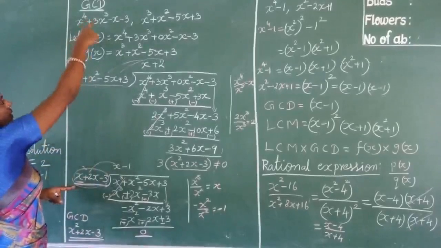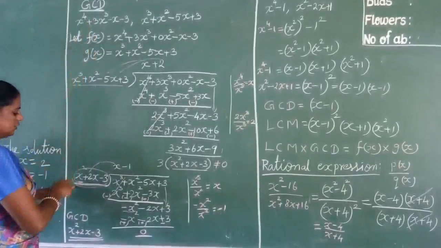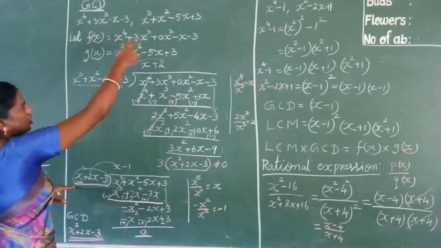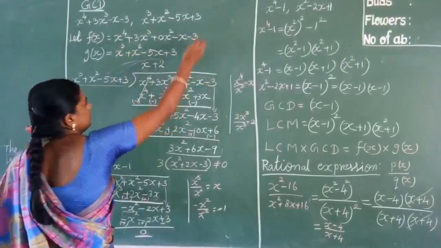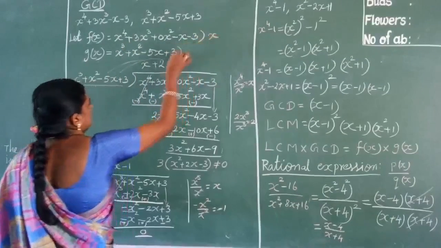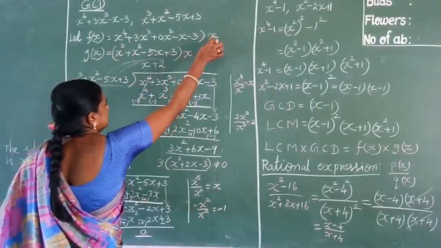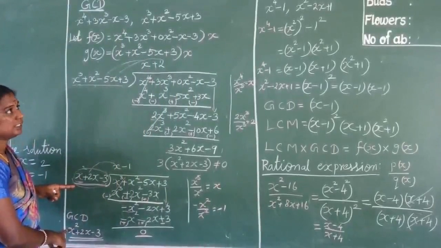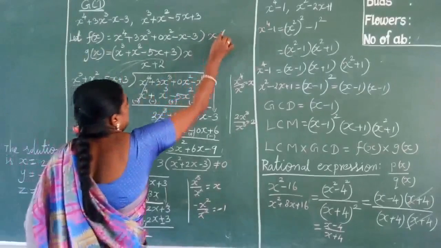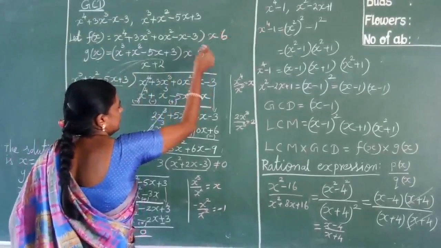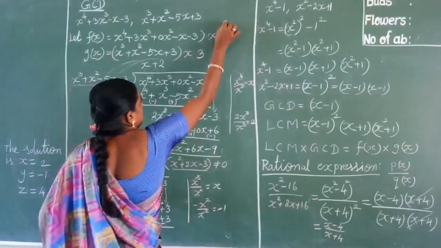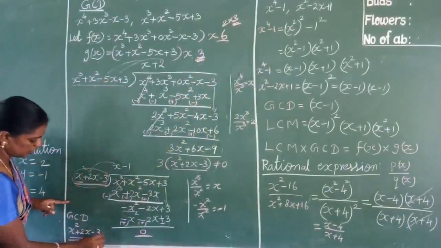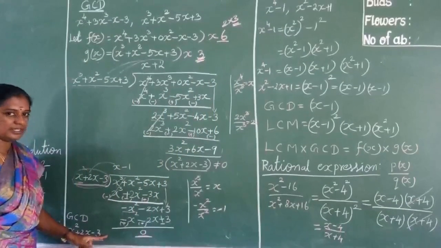So what is the GCD of the given two polynomials? x square plus 2x minus 3. Here, if any number is common, suppose we take x as common here, and here also x is common, then this x is also included in the GCD answer. Suppose for numbers, here we take 6 outside, here we take 3 outside. In this, 6 can be written as 2 into 3. So 3 is common for both polynomials, so 3 is also included in this answer.